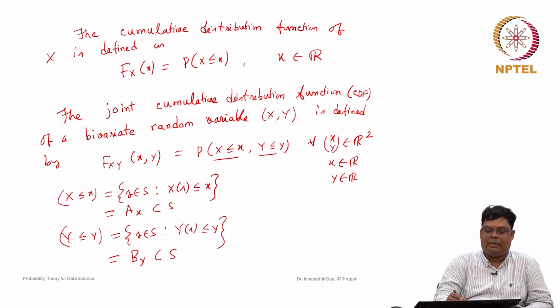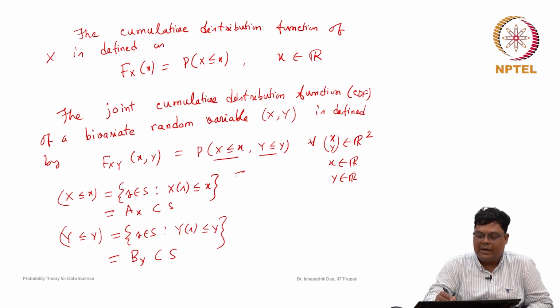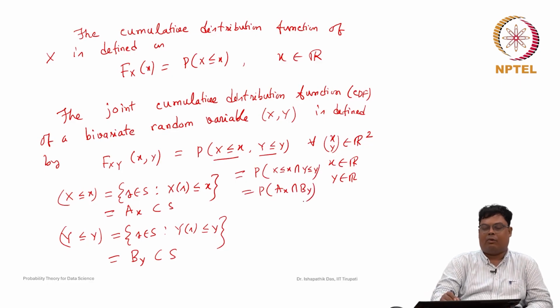We assume that because X is a random variable, it is a measurable function, so it will be in the sigma field. Similarly, B_y is also a subset of S and will be in the sigma field, because Y is also a measurable function. So A_x intersection B_y is also in the sigma field. This probability is nothing but the probability that X is less than or equal to x intersection Y is less than or equal to y, which is the probability of A_x intersection B_y, for all x and y. So, this is the definition of the cumulative distribution function.